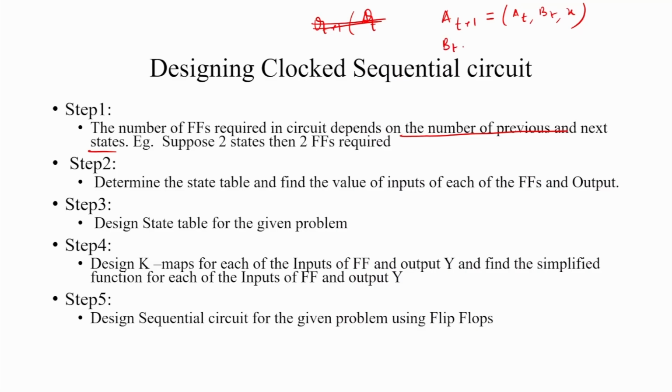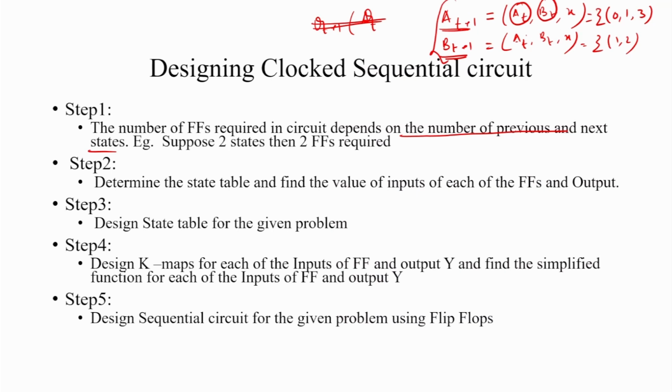Similarly, we find the next state value of the second flip-flop, B(t+1), which depends on A(t), B(t) and X. This is the summation of 0, 1, 3, and this is the summation of 1, 2. So there are 2 previous states and input X for generating the next state A(t+1), and similarly 2 previous states and input X for generating the next state of the second flip-flop. Here 2 next states are given and 2 previous states are there.